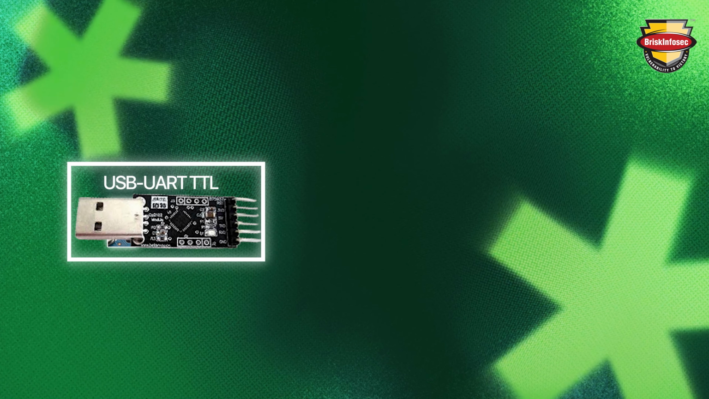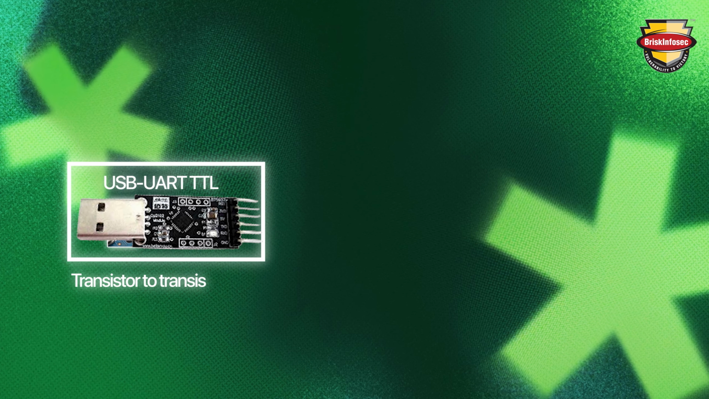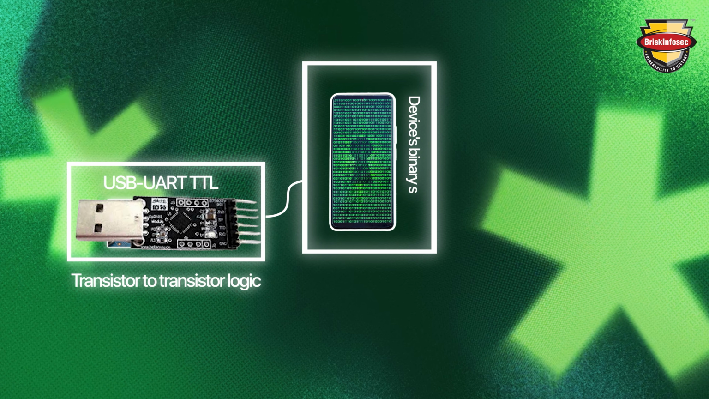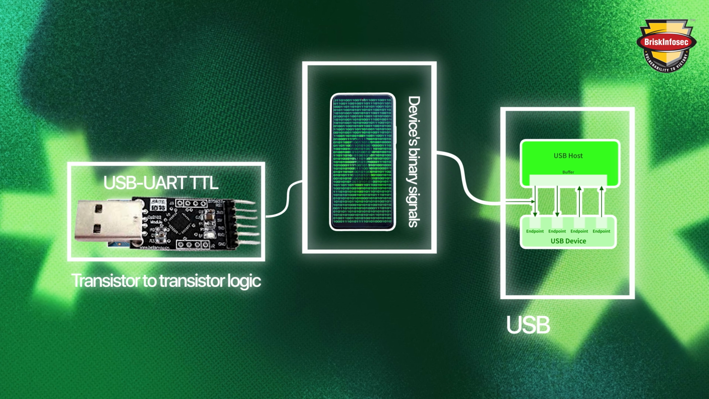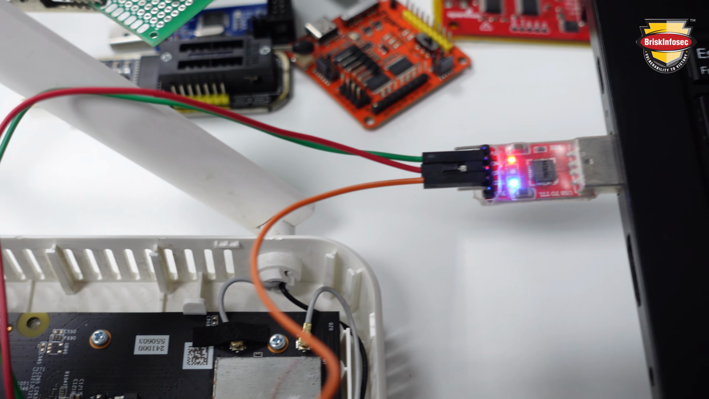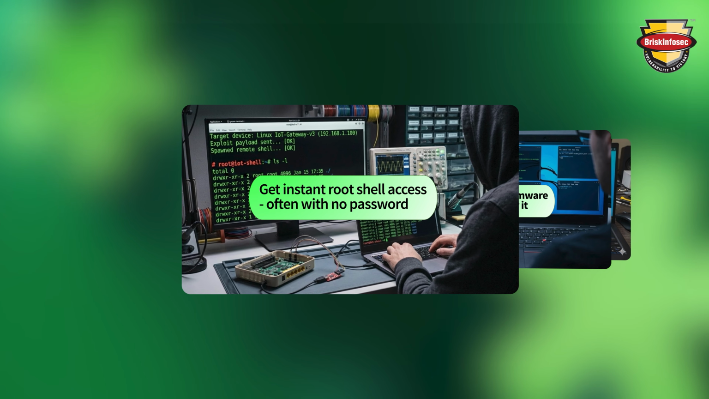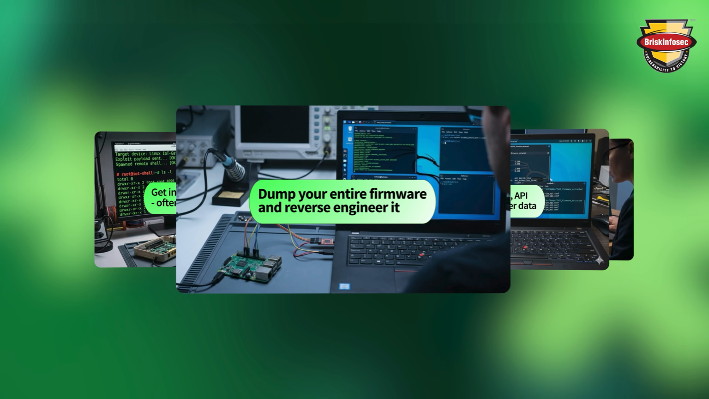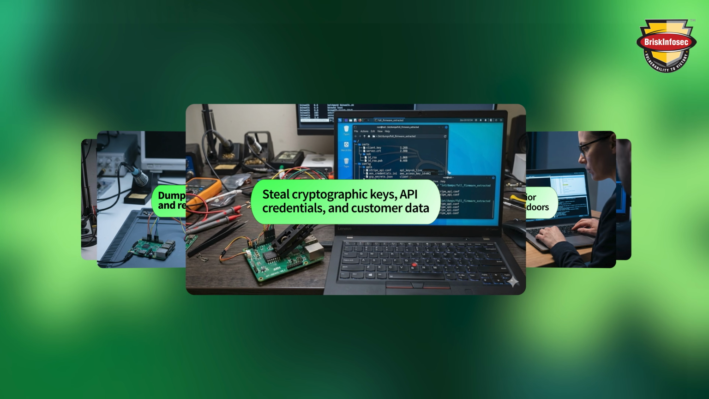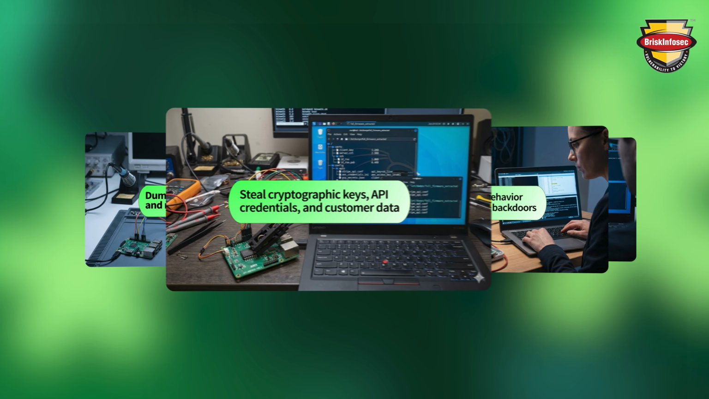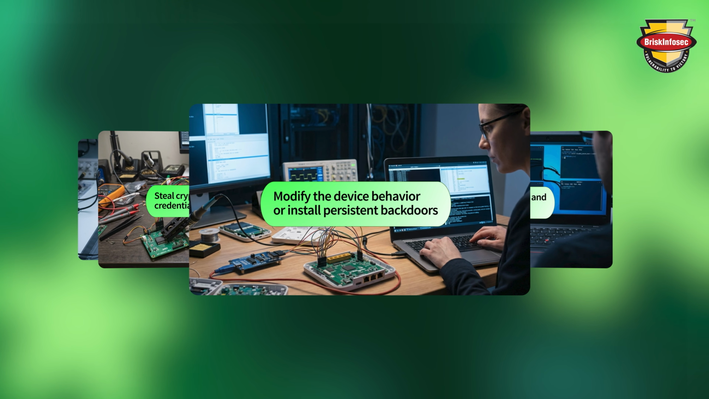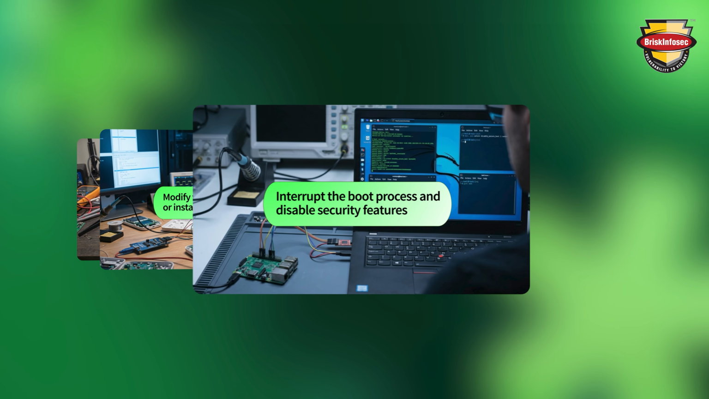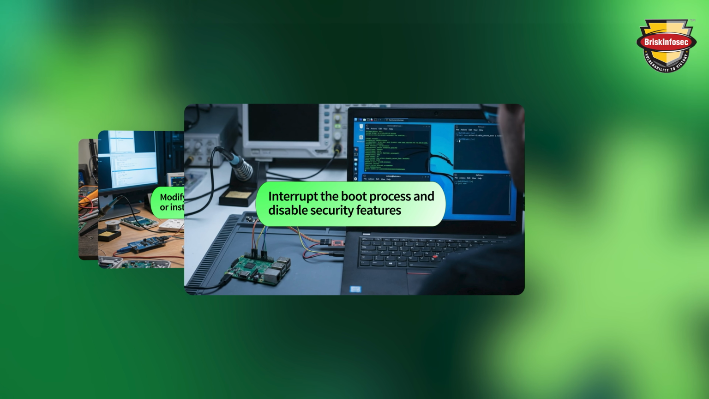The USB to UART TTL converter, transistor to transistor logic, converts the device binary signal into a USB protocol that a computer can understand. With just physical access and a cheap USB to UART converter, an attacker can get instant root shell access, often with no passwords, dump your entire firmware and reverse engineer it, steal cryptographic keys, API credentials, and customer data, modify the device behavior, or install persistent backdoors, interrupt the boot process and disable security features.